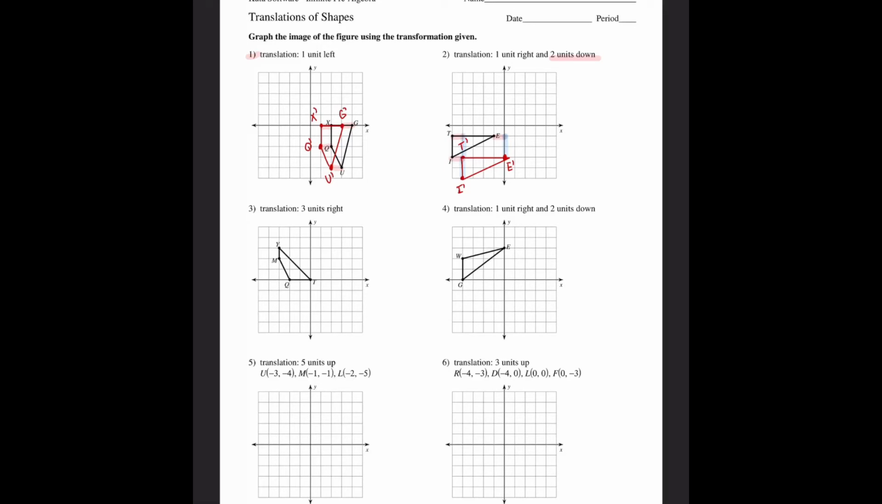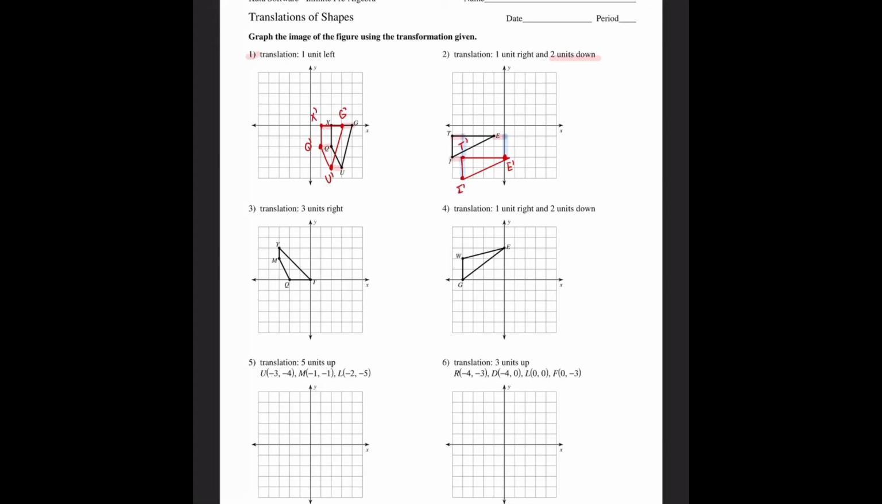So 3 and 4 are just like that, okay? So you're going to get the same worksheet. You're going to do 3 and 4. Now number 5's a little bit different, but nothing that you're not capable of doing, okay? It says translation 5 units up, and it gives you the points of the original image, okay? So if you want, just plot these points and then translate each point 5 units up, okay? Or we learned the algebraic way to do it, okay?